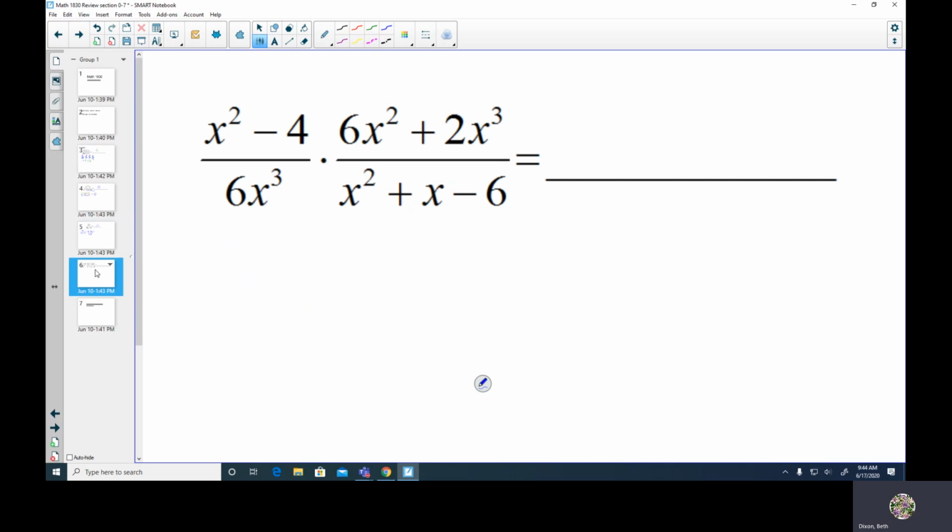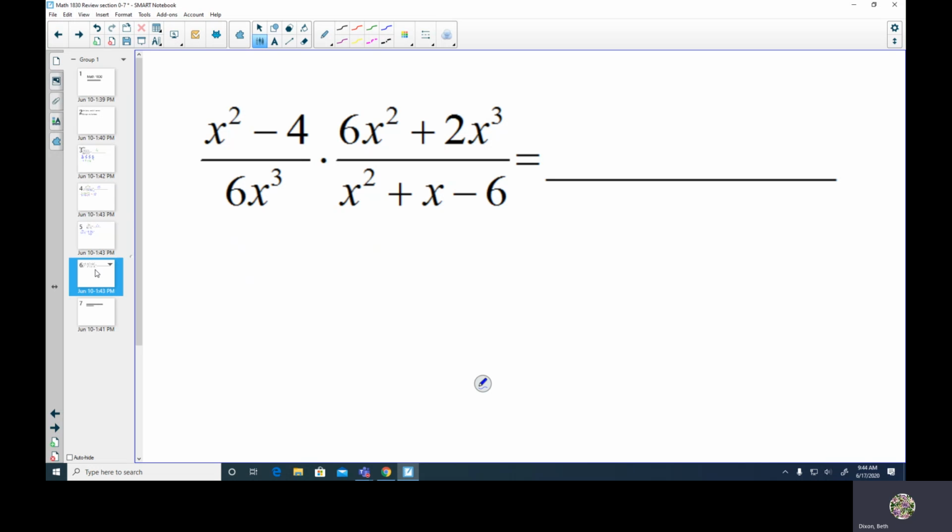Next question, we're going to multiply. So we're going to multiply x squared minus 4 over 6x to the third times 6x squared plus 2x to the third all over x squared plus x minus 6. The first step in this is to put it in factored form. To be able to reduce, we have to be able to factor.